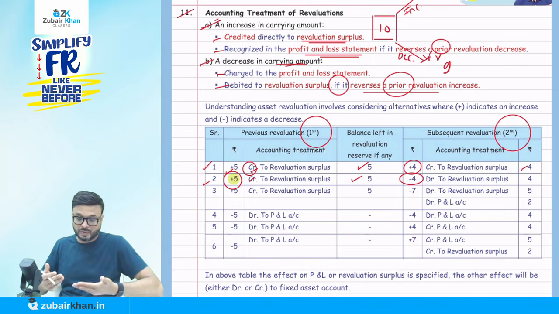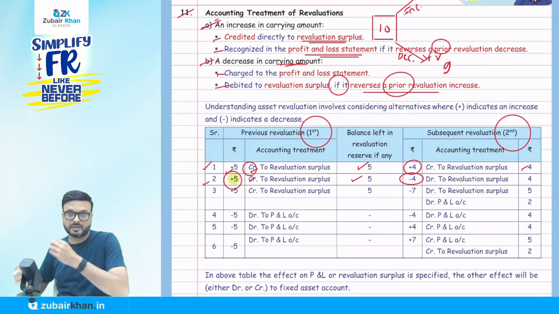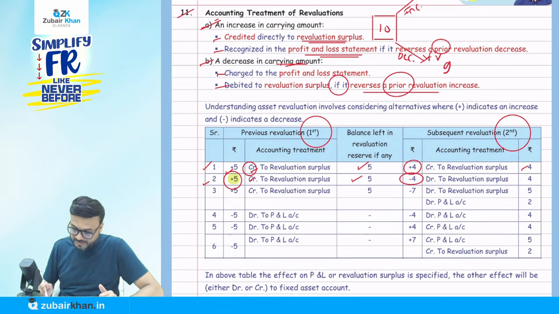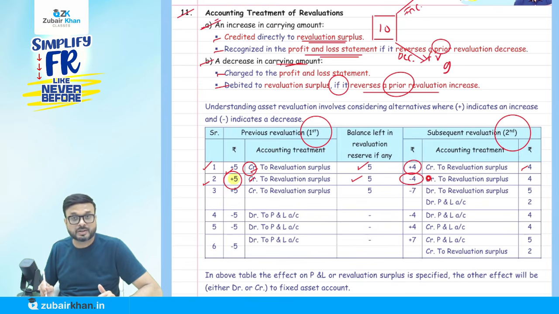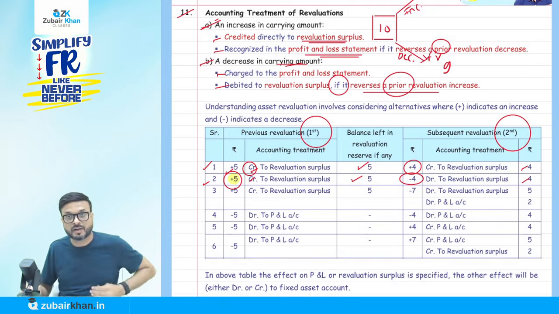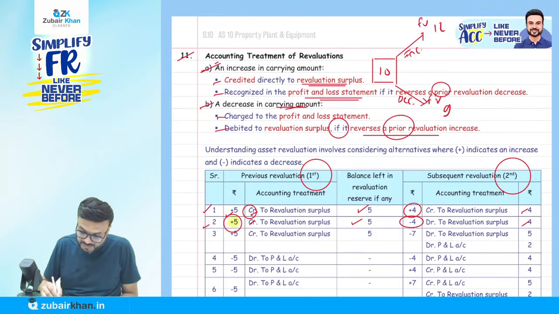Now the value goes down. We can adjust to revaluation surplus up to 5 because we have a balance of 5 in revaluation surplus. So I will pass the entry: revaluation surplus account will be debited by 4 and PP will be credited by 4. You got the point now. This is the case: first there is a revaluation surplus, then the value goes down, so I have enough balance in the revaluation surplus.